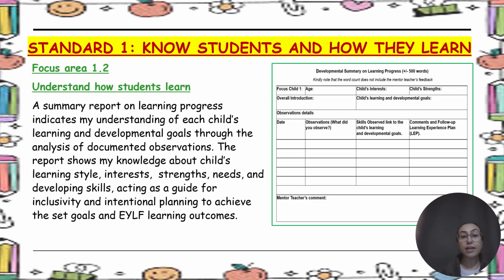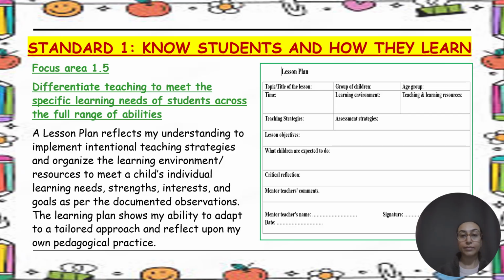First standard is know students and how they learn. The selected evidence, developmental summary on learning progress, can be linked to focus area 1.2, which is understand how students learn. It reflects my understanding of each child's learning and developmental goals, their interests and strengths through the analysis of documented observations over time. It also shows my knowledge about each child, and it acts as a guide for inclusive and intentional teaching and planning to achieve the set goals and link them to EYLF learning outcomes.